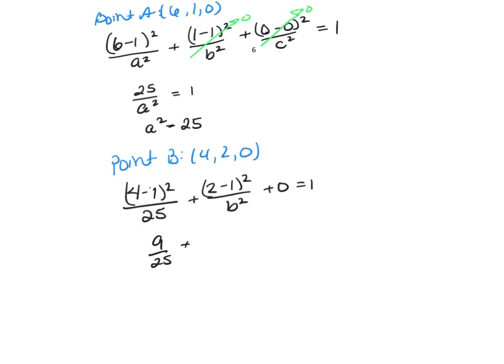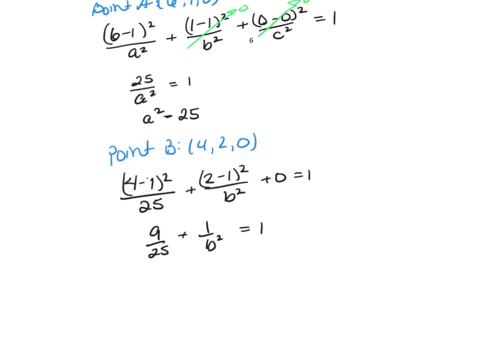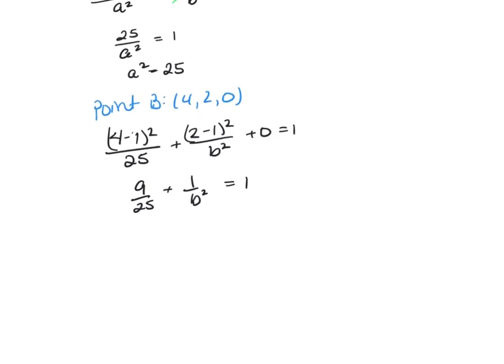plus 2 minus 1, which is 1, so 1 over b squared is equal to 1. By subtracting 9/25 from both sides, I get 1 over b squared. 1 minus 9 over 25 is going to give me 16 over 25. That tells me that b squared is going to be the reciprocal of that, so 25 over 16.